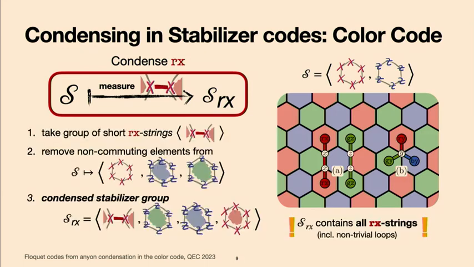Namely, first, you take the group of short string operators, like the group generated by the things you measure. Then you remove the non-commuting terms, which relates to the confinement that I talked about earlier. And then you take the union of what was commuting in the original stabilizer group with the group generated by all the measurement terms. So this is now a new stabilizer group. We call it the condensed stabilizer group, the one that we obtained by condensing Rx. And an important point is that it also contains non-trivial loops of the anyon strings that I condensed, right? Because I can form any non-trivial loop of this anyon string operator associated to this boson by combining these short string operators.